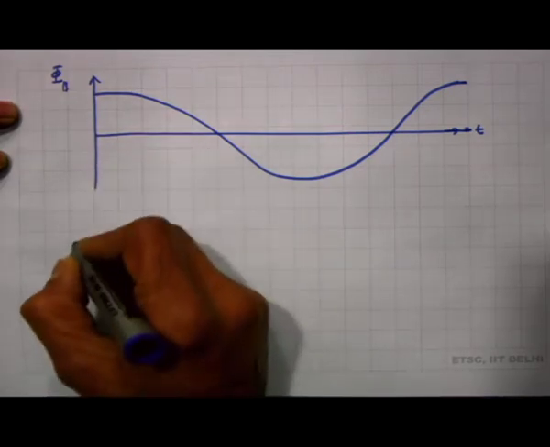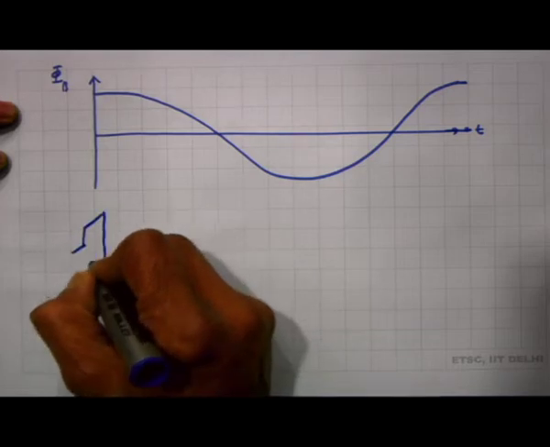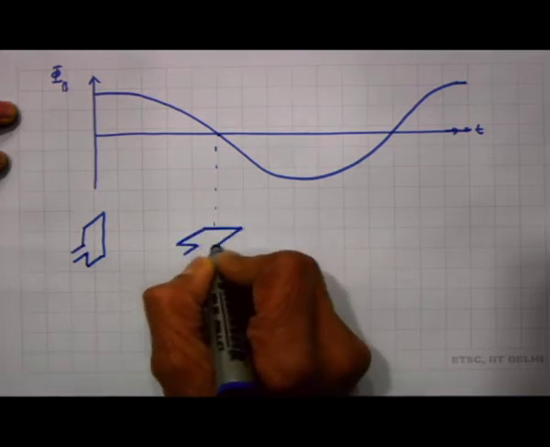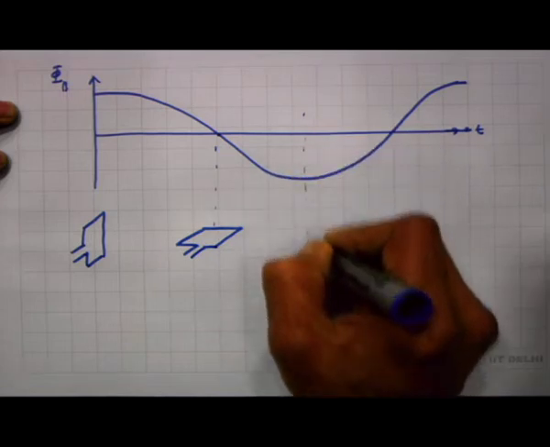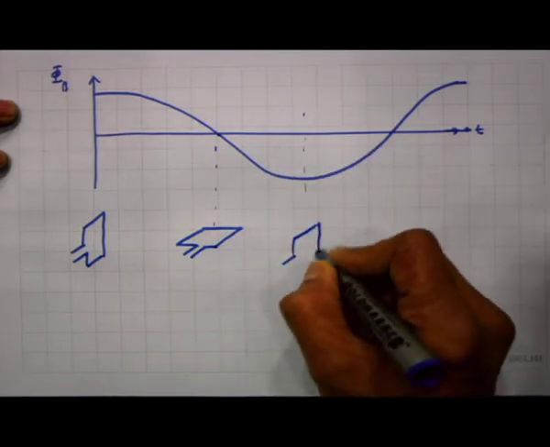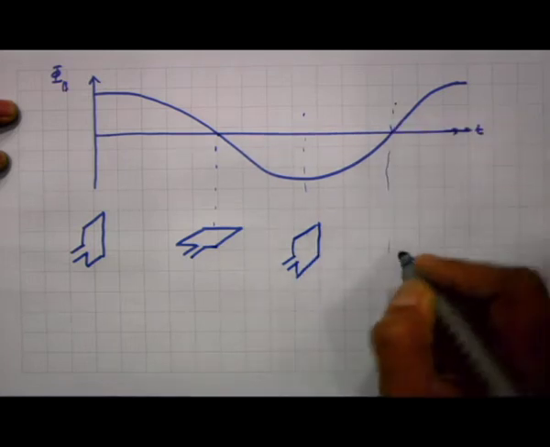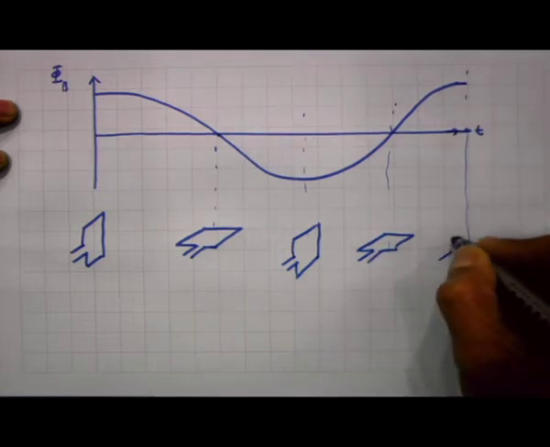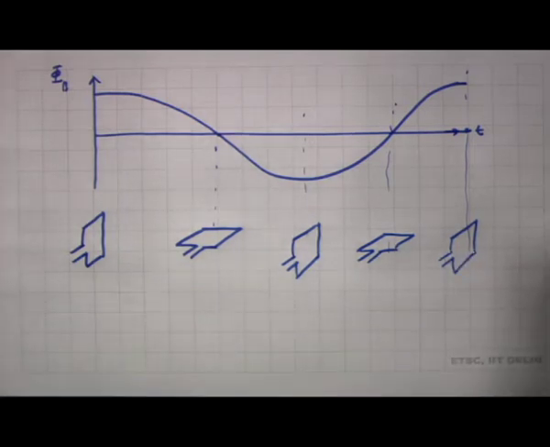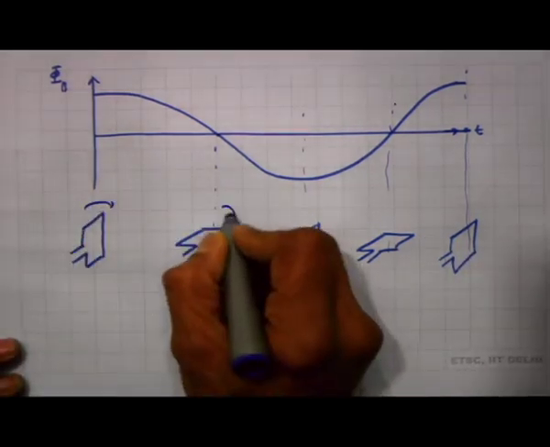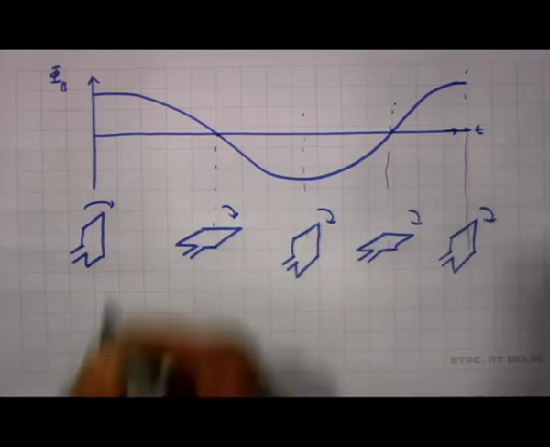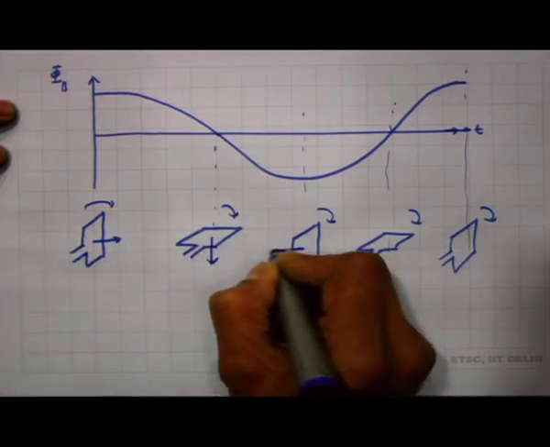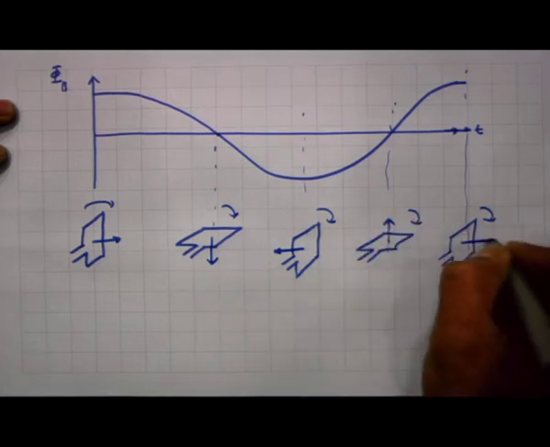Now, at this position the coil was like this, at this position the coil is like this, at this position again the coil is like this, at this position the coil is horizontal, and at this position the coil has become again vertical, and the coil is rotating like this. So, if I were to draw an area vector, here the area vector was pointing like this, here the area vector is pointing downward, here the area vector is pointing left, here the area vector is pointing up, and here the area vector is pointing to the right.